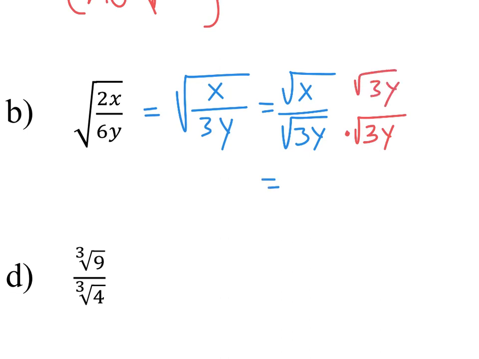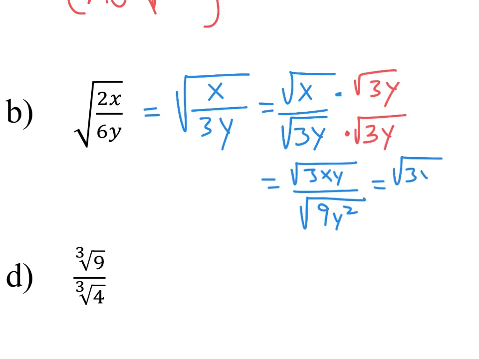And we end up with, on top, we can multiply those. X times 3y is 3xy. And on the bottom, we have the square root of 3 times 3, which is 9. Y times y is y squared. And we can simplify that. Basically, notice we're just squaring the square root of 3y. When we square the square root of 3y, it's going to make that radical go away. So we're going to have 3xy on top, under the radical, and 3y underneath in the denominator. Again, don't try to simplify those because these are under a radical, these are not.